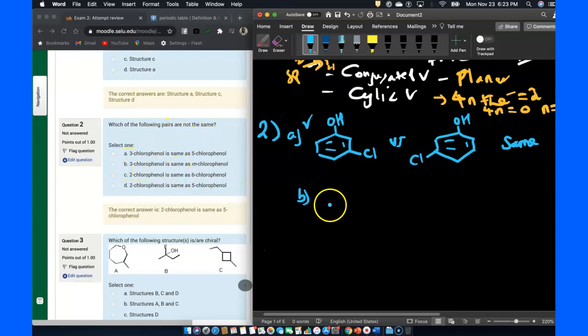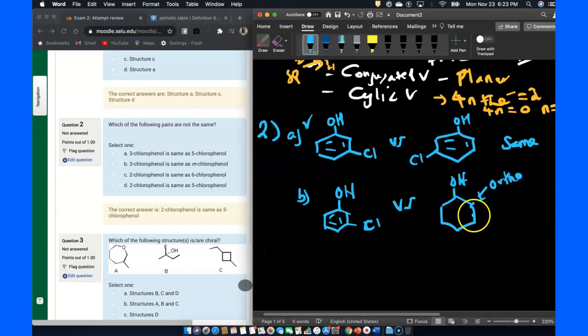B, 3-chlorophenol. 3-chlorophenol is exactly as what I drew before. We are comparing that with meta-chlorophenol. It's the same thing. Remember, next door to OH is supposed to be ortho. So this position is ortho. The next position is meta, which is here. We still have our double bonds. So these guys are the same. Same name.